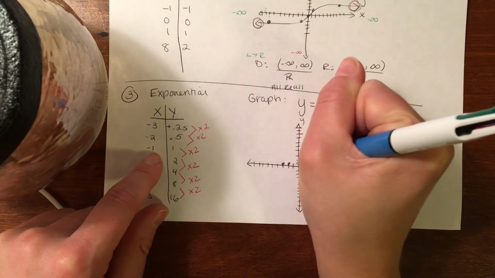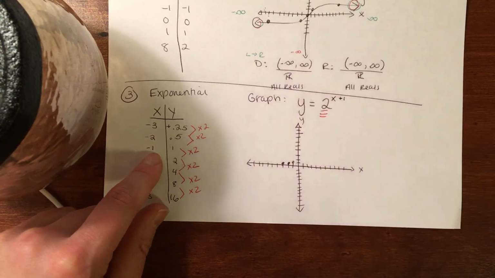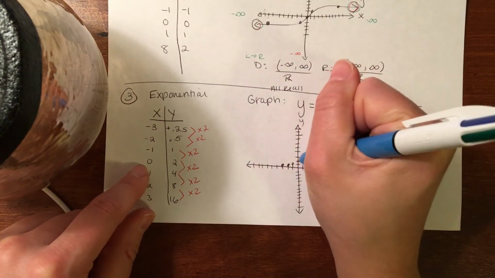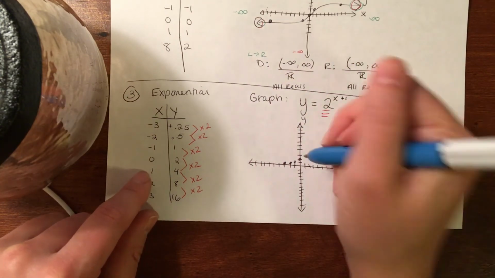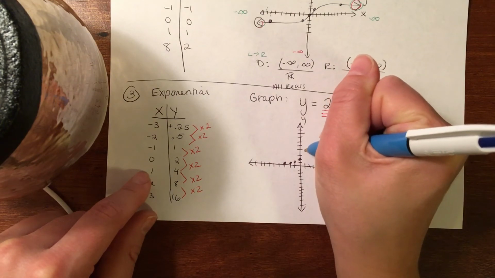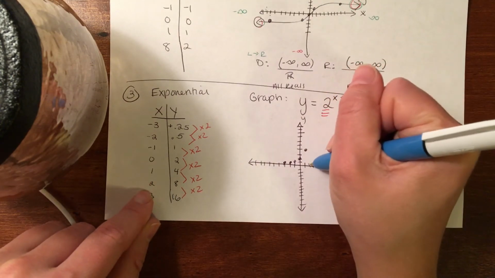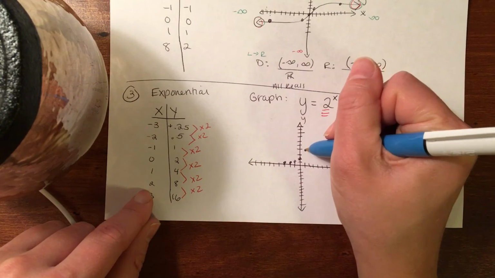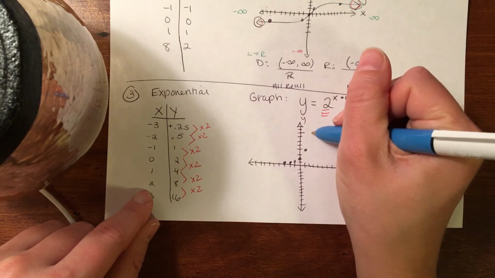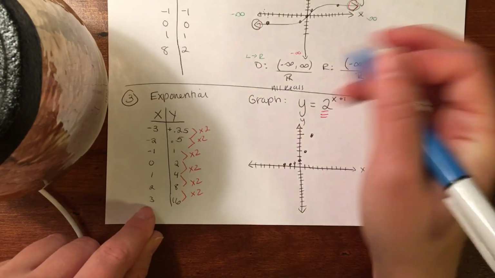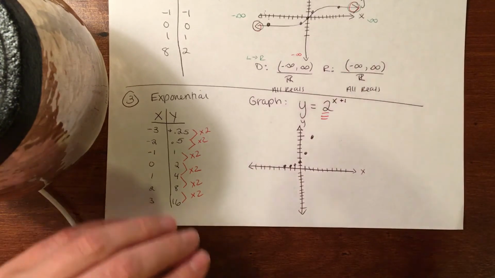-1, 1 is right there again. Hardly tell the difference. Over 0 up 2. Over 1 up 4. Now you can start seeing the growth here. Over 2 up 8. So that was 4, 5, 6, 7, 8. We're doing our best to eyeball these. And then 316 is going to be off the chart, so I'm not going to graph that.